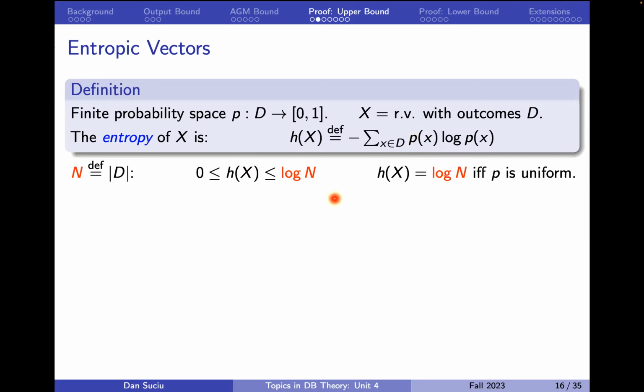The first thing that we need to do is to recap the fact that the entropy satisfies the following inequalities. If the number of possible outcomes of our probability space is n, then the entropy is upper bounded by log n. It's always greater than or equal to 0. When is it equal to log n? People should know this. When is the entropy exactly equal to log of the size of the domain? Yes? When the distribution is uniform. When the distribution is uniform, this is when the entropy is maximum.